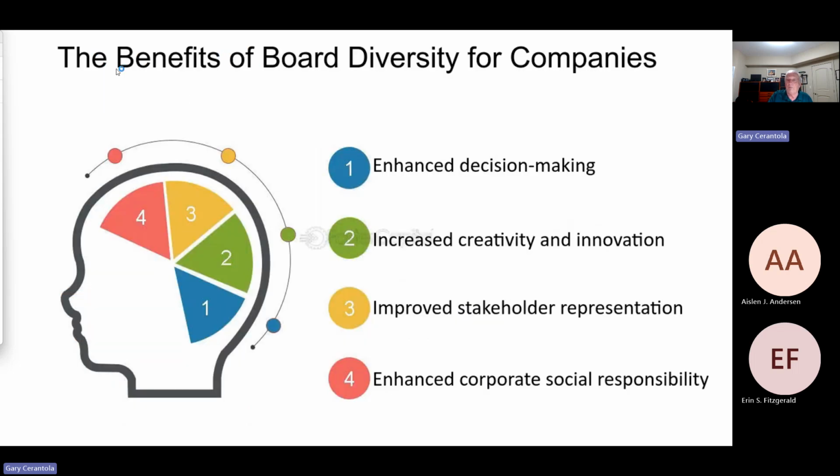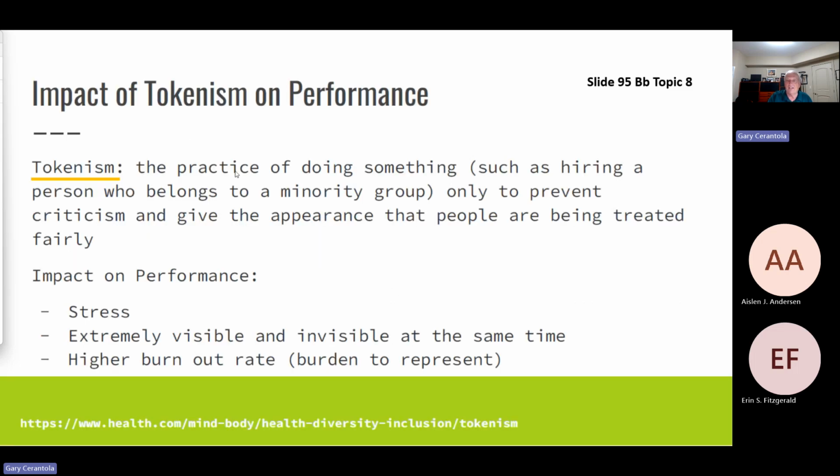All right. So benefits of board diversity: enhanced decision making, increased creativity and innovation, improved stakeholder representation, enhanced corporate social responsibility. So it's got a lot of these great benefits. And some people are doing the spin. It's called tokenism. It's the practice of doing something like maybe hiring a person who belongs to a minority group only to prevent criticism, or position themselves to look like they're embracing diversity. And the thing is that if it's not done for the right reasons, well, there's stress, and there's a higher burnout rate, so it's got to be done for the right reasons.